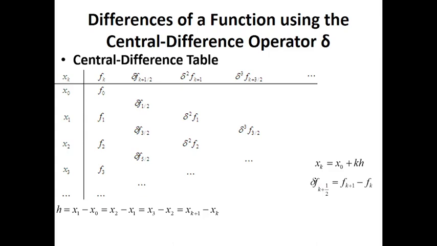And then we have delta f sub k plus 1 half. Here we have the first central differences of a function. Delta f sub k plus 1 half can be obtained by subtracting the preceding functional value from the successive functional value. So we have f sub k plus 1 minus f sub k. So we can obtain the first central differences of the function.